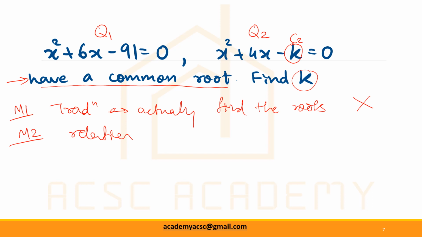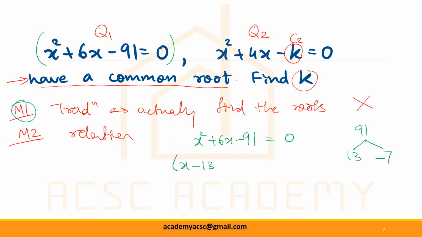Going with the first method, that is actually finding the roots. Coming to q1, let us find the roots of this quadratic: x squared plus 6x minus 91 equal to 0. Can we factorize it? Looking at 91, it can have factors 13 and 7, and for getting the sum plus 6, we will take 13 and minus 7. So yes, we have the factors x plus 13 and x minus 7, which means its roots become 7 and minus 13. These are the two roots for quadratic q1.